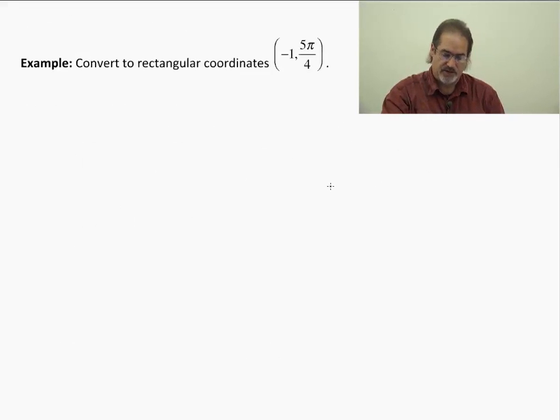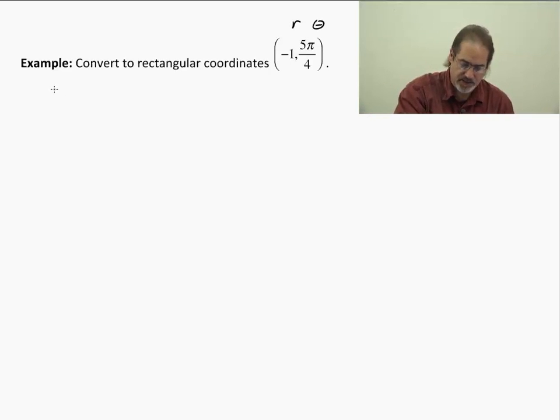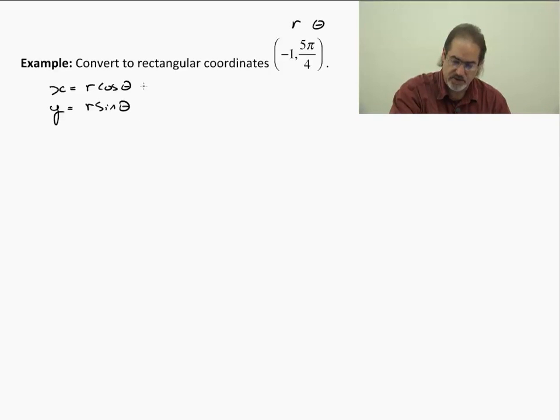So let's take a look at a quick example. I want to convert to rectangular coordinates -1, 5 pi over 4. Remember, this is r and this is theta. And what we just did with some basic trig definitions, we said that x is equal to r cosine theta and y is equal to r sine theta. So in this case, x could be -1 times cosine of 5 pi over 4, and y is going to be -1 times sine of 5 pi over 4.